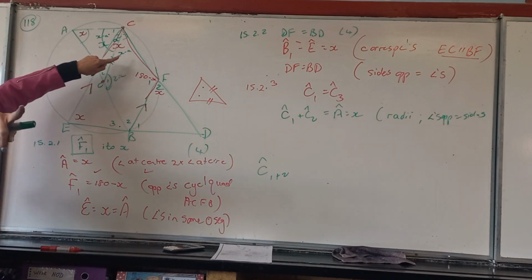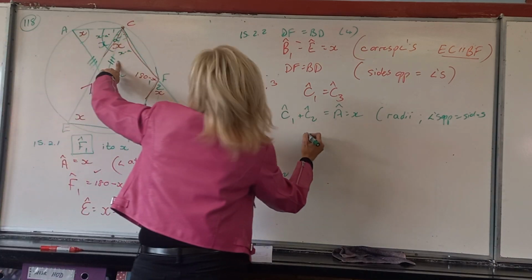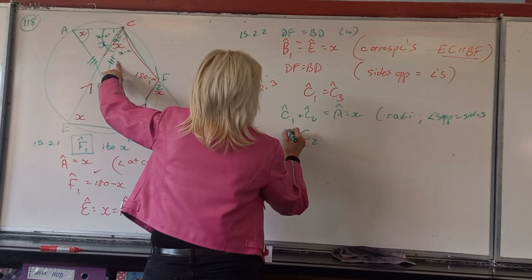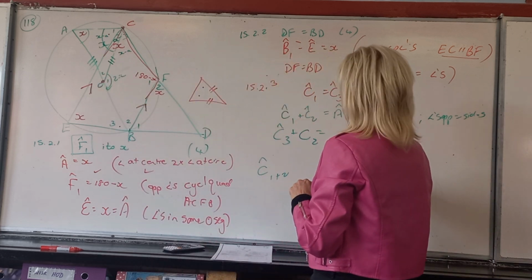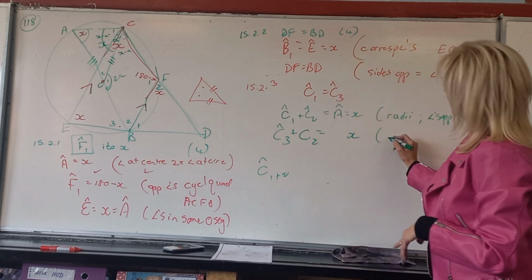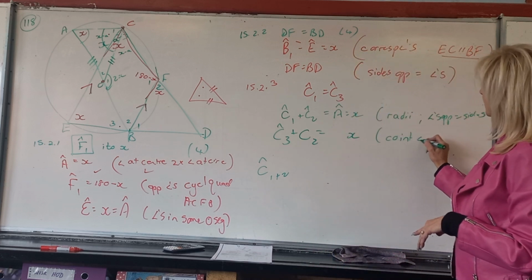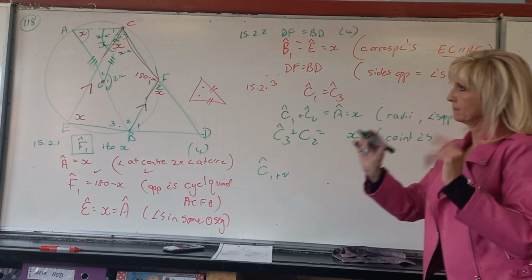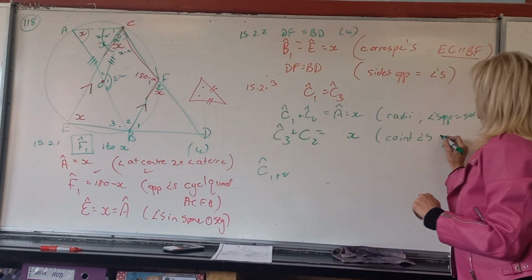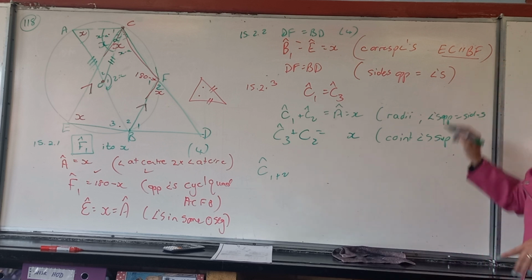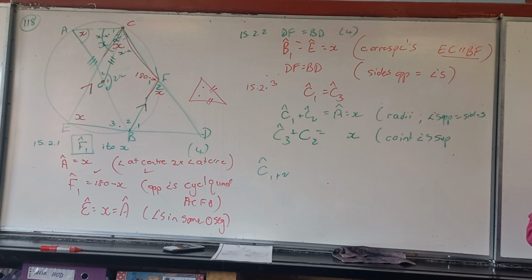Why was this x? Because we should say that C2 and C3 must also be equal to x because of co-interior angles. That's what she said, right? Co-interior angles being supplementary. Now, if you don't write that again now, I'm not going to deduct marks from you, but write it every time.